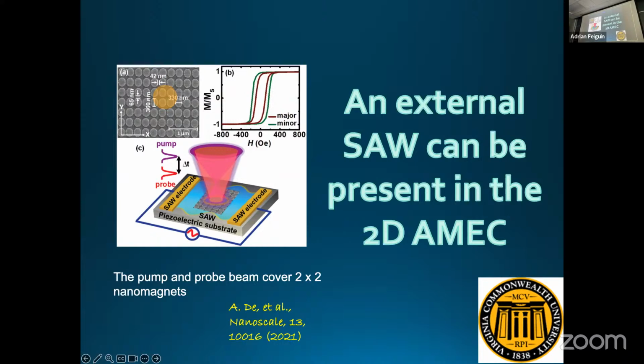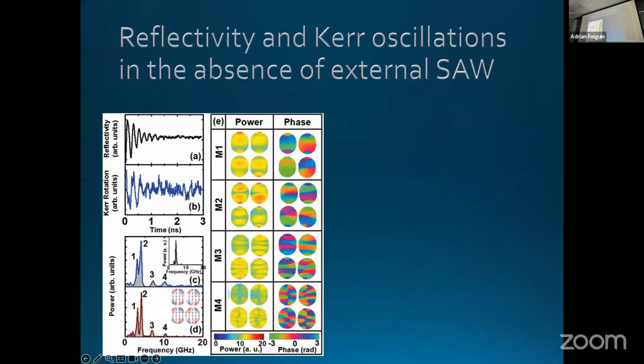And I just want to point out that our laser spot size is about 1 micron. So in this array, it covers about 4 nanomagnets. So we are always probing 4 nanomagnets at a time. So your signal is coming from just 4 nanomagnets. So what happens in this case?